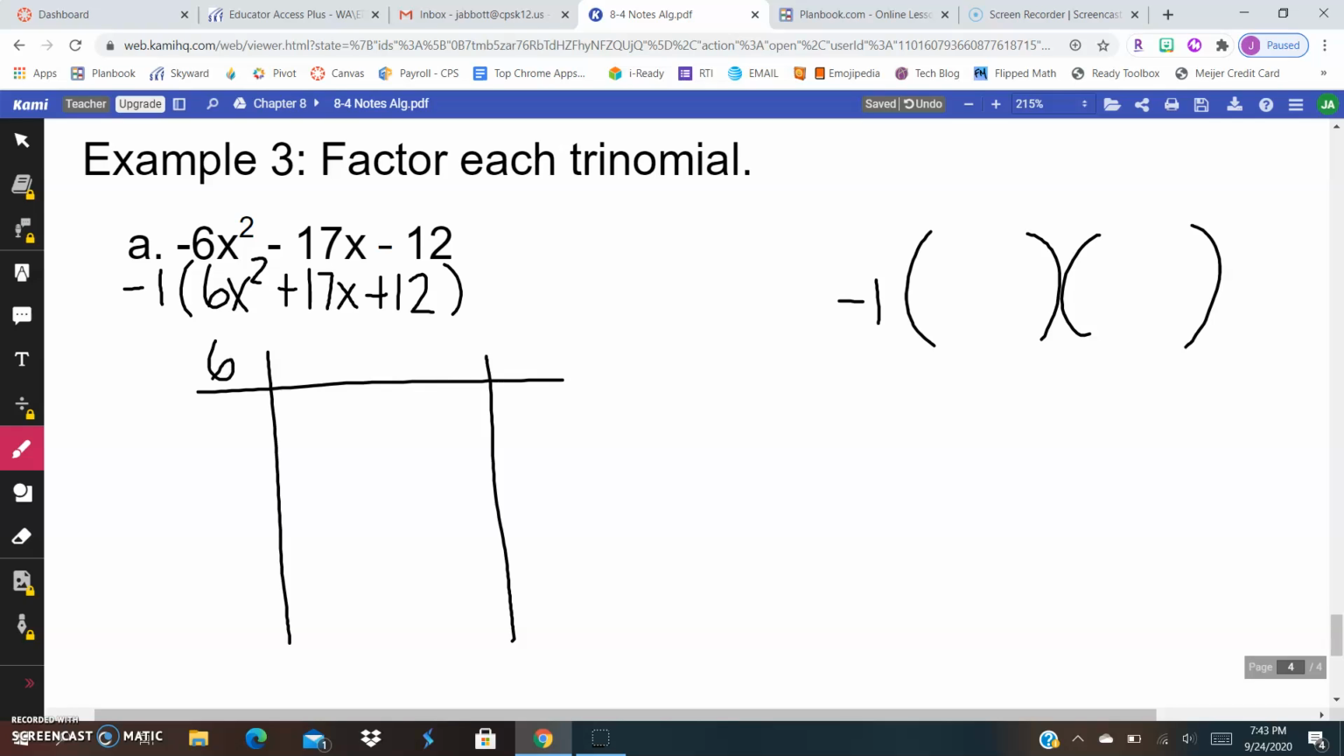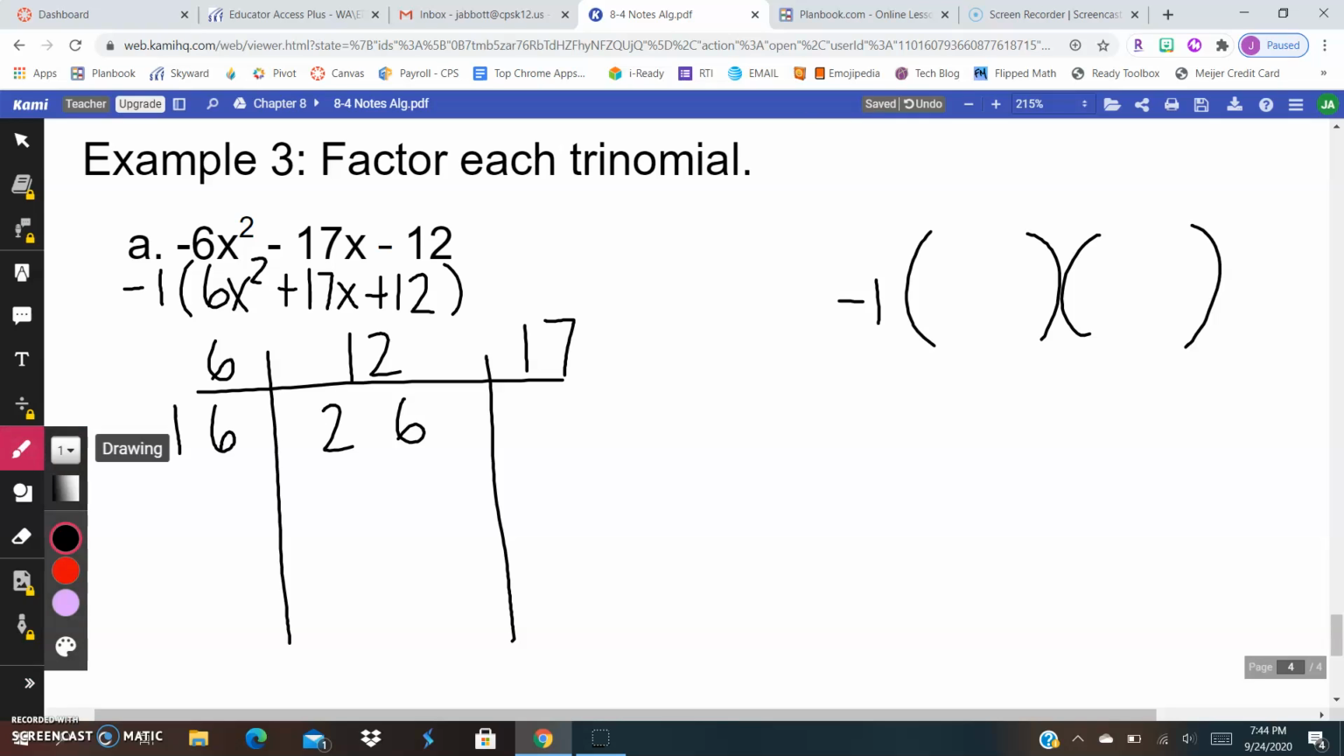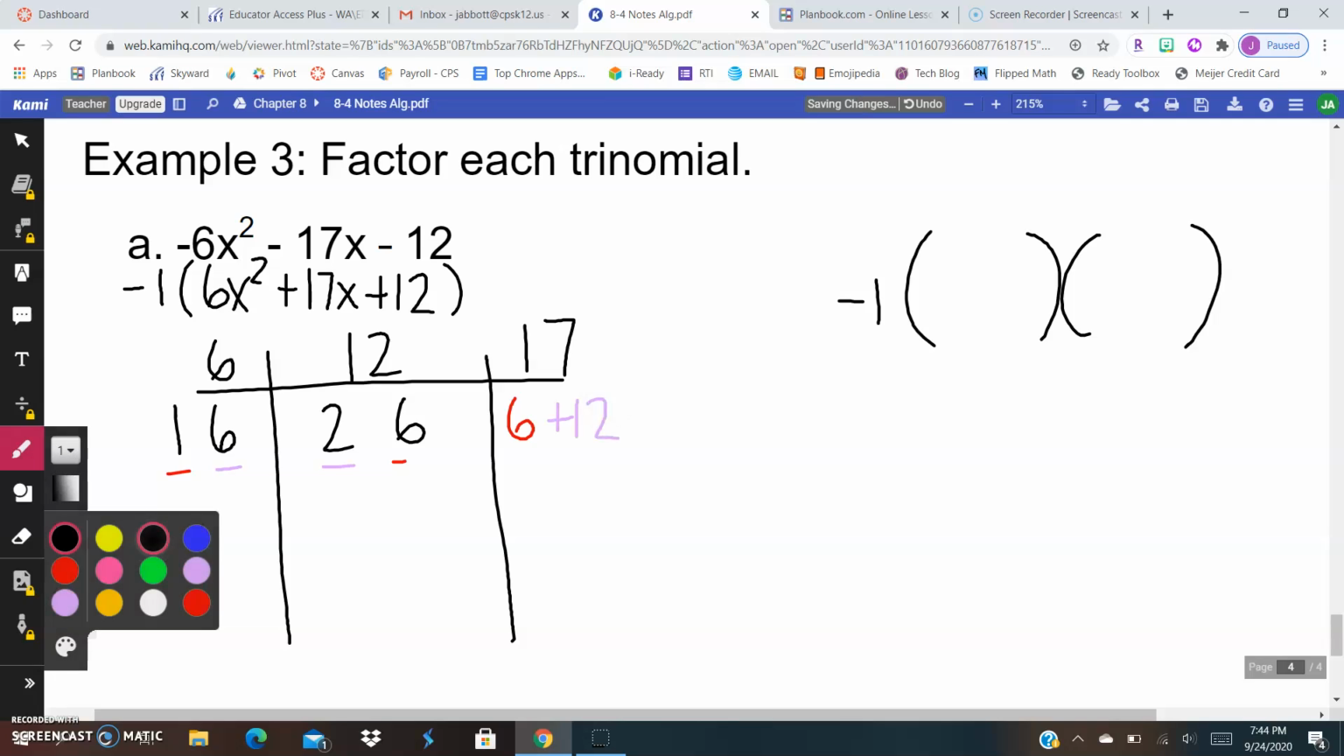A is 6, C is 12, and B is 17. So factors of 6, we could do 1 and 6. Factors of 12, we could do 2 and 6. So my outer 2 would be 1 and 6, giving me a value of 6. And inside, 6 times 2 is 12. Add those together, I get 18.